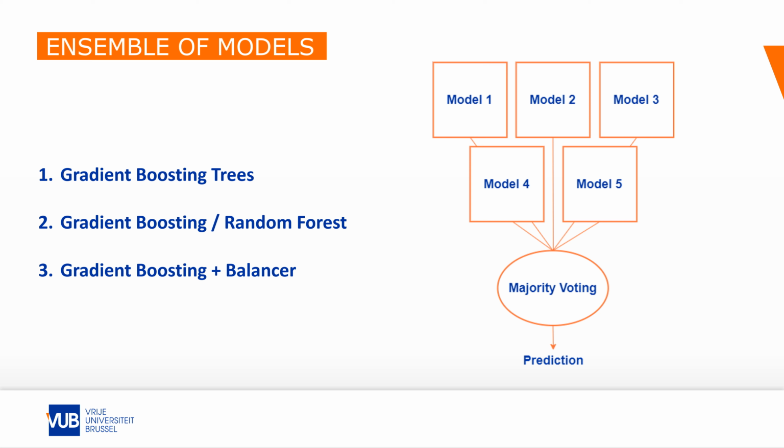First, we combined 5 gradient boosting trees, each trained with another random seed. Next, we tried 2 boosting trees and 2 random forests. This is a combination of more varying models which could also have a beneficial effect. And lastly, we tried 5 gradient boosting trees in which one tree was trained on a weighted training set.